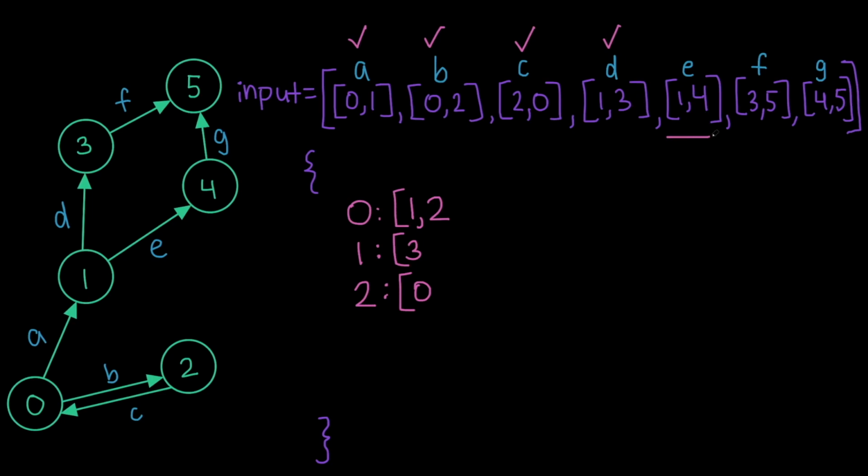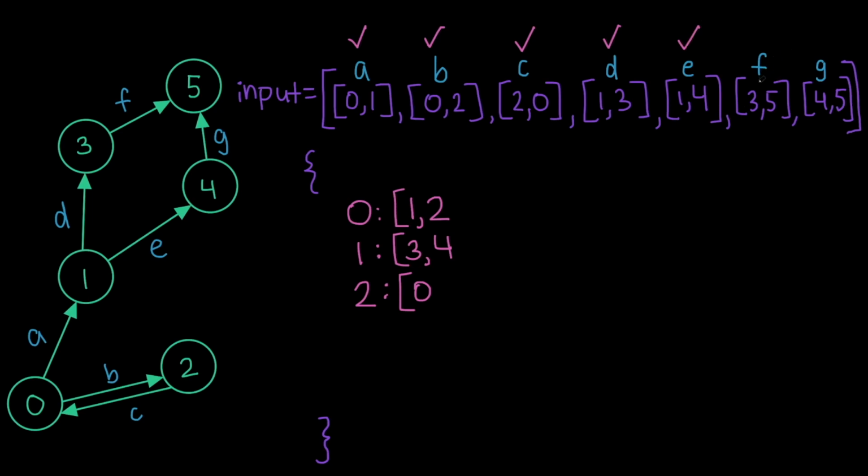Now, we hit this edge, E. This is telling us that starting from the 1 node, we can go to the 4 node. So we come to the 1 node, we add this value here that says, hey, we can get to the 4 node. And we can check that off. That's all the information we have there.